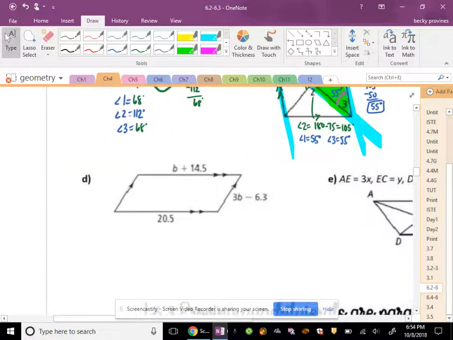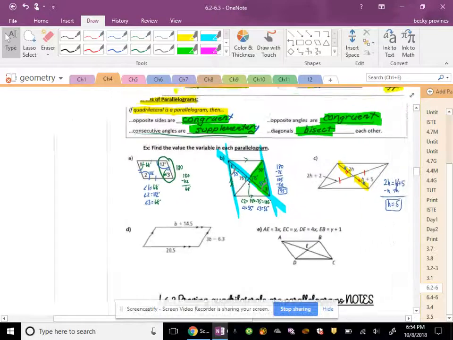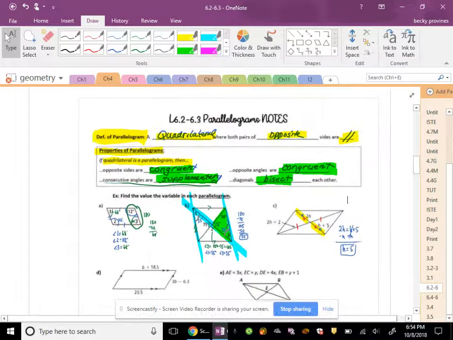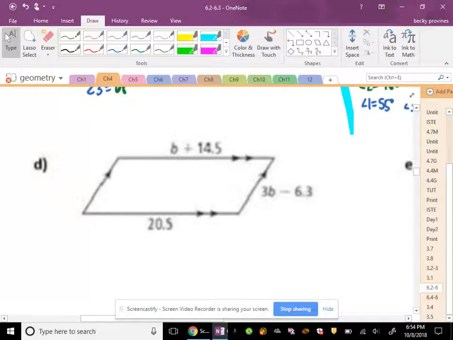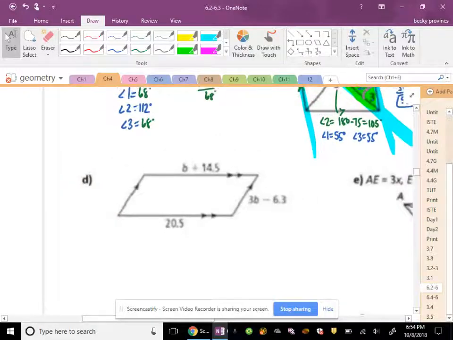All right, letter D. Now we have to, again, apply the rules that are given to us up at the top. Now let's use this first rule here that says opposite sides are congruent. And we know that the left and right side will be congruent and the top and bottom will be congruent. And so again, there's extra information here.